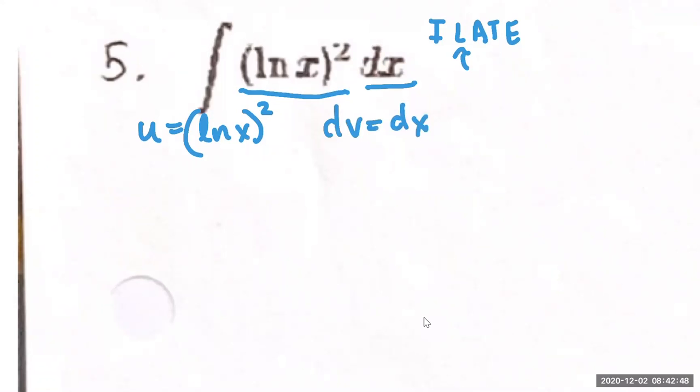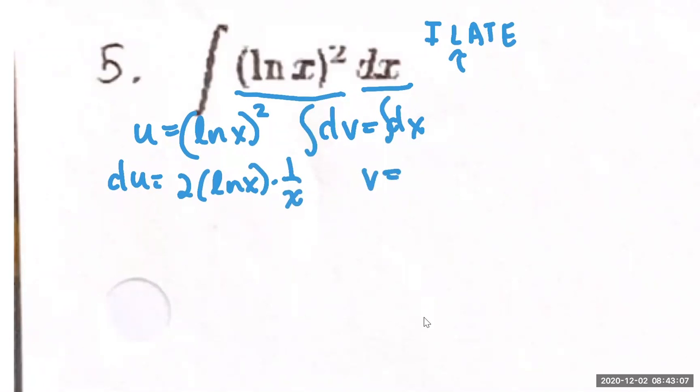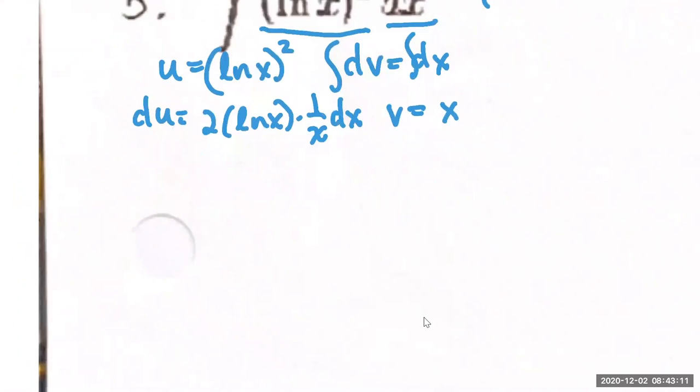So when we're doing integration by parts, the left-hand side we're going to differentiate, the right-hand side we're going to integrate. So on this side, you have du equals, that's a chain rule, so 2 ln of x times the derivative of the baby function, which is 1 over x. On the right, you are going to integrate. So v equals x. I forgot to attach the dx to the end of my du.